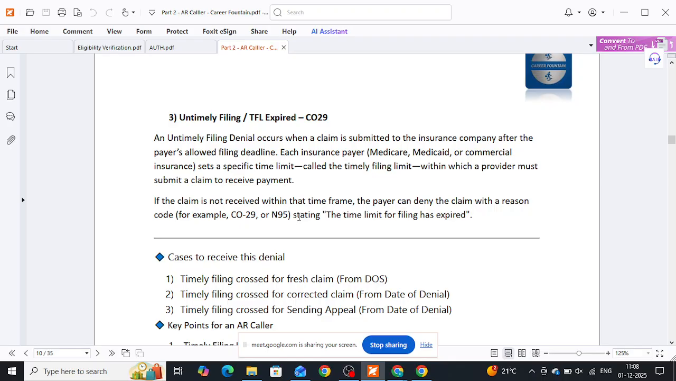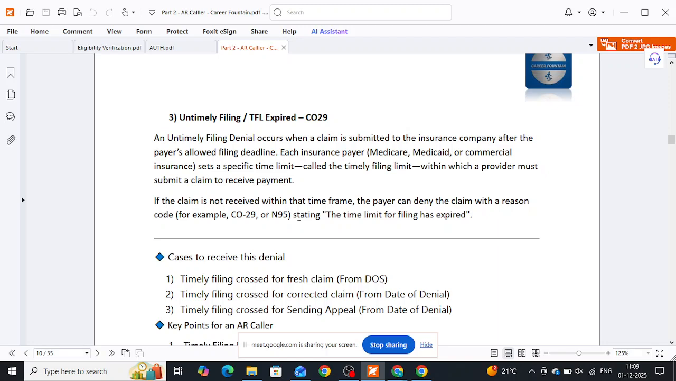So whenever you are joining any company, you can do one thing. You can ask your team leader if they maintain any Excel sheet with information about the timely filing limit for each and every insurance. If yes, then you can follow that Excel file. If no, then you can create your own and write in it whenever you are working on a claim and come to know that.